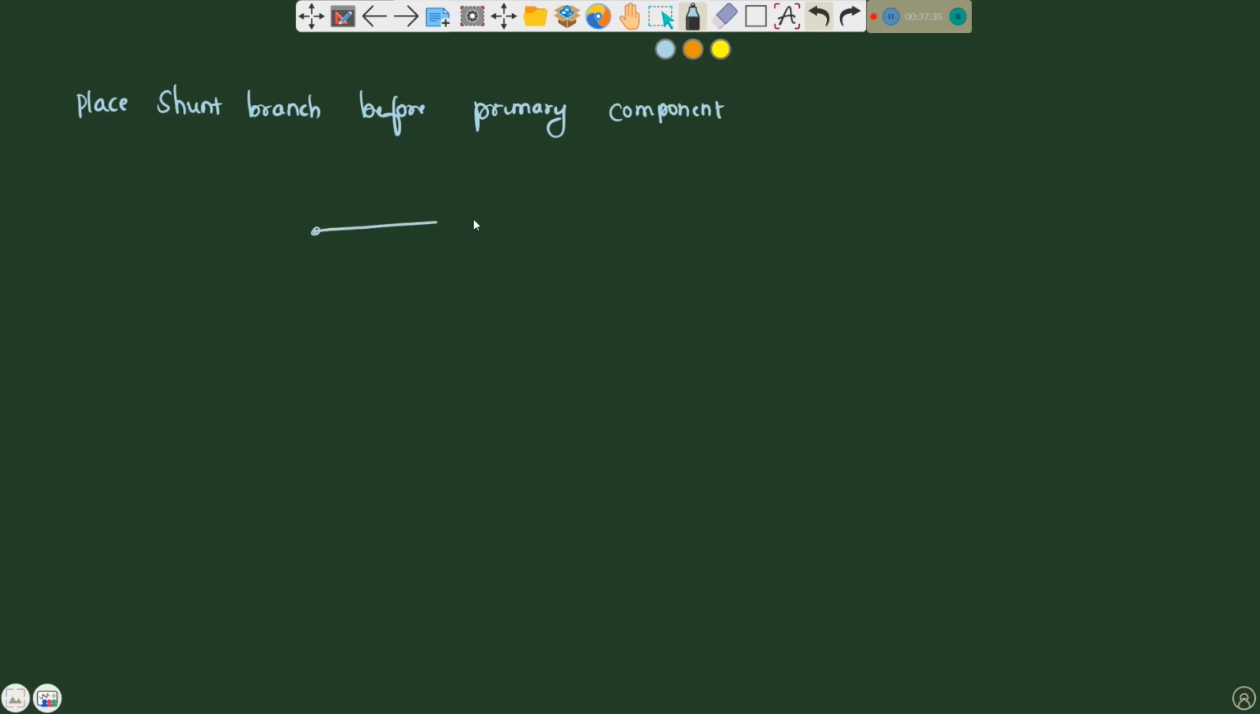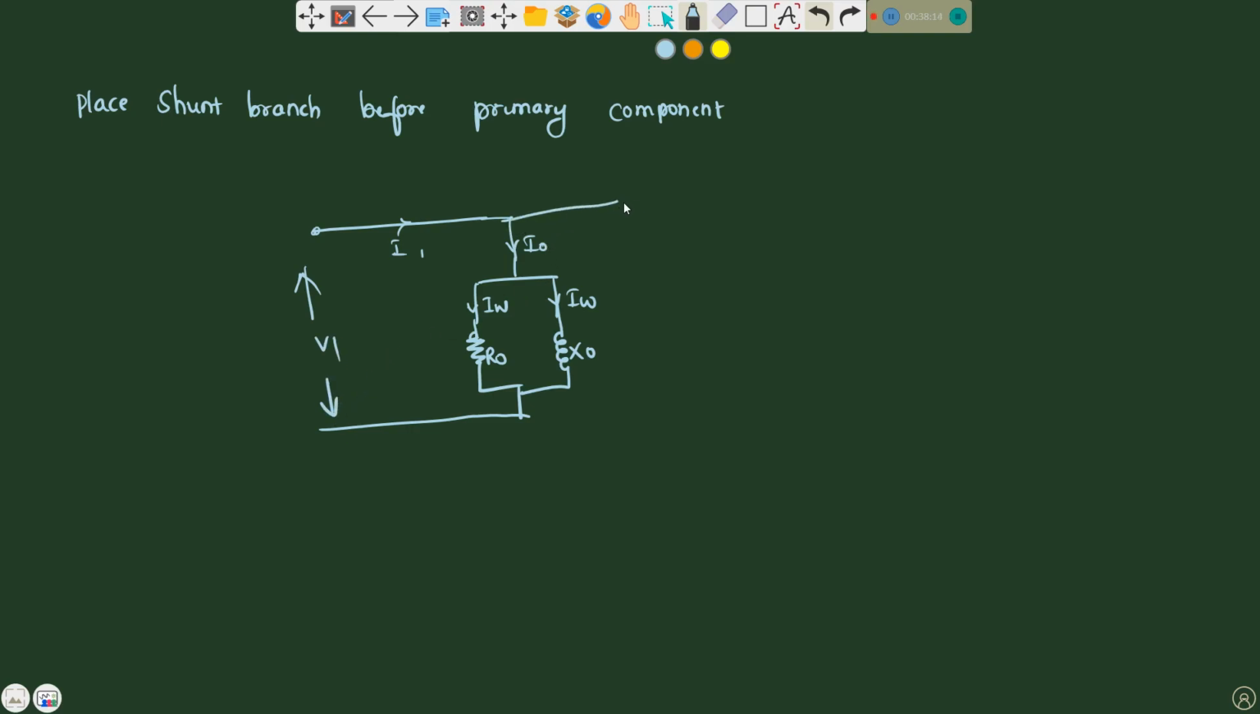Then it will be here I1, this is I0, the no load current. So you have active and reactive component currents, IW and I mu. There will be an R0 and here it will be an X0, correct? So here on the primary side, you will get a voltage V1.